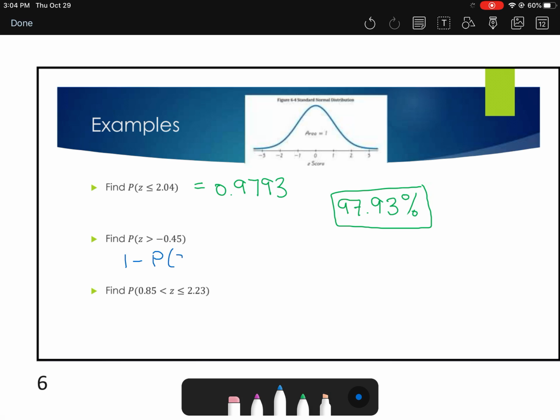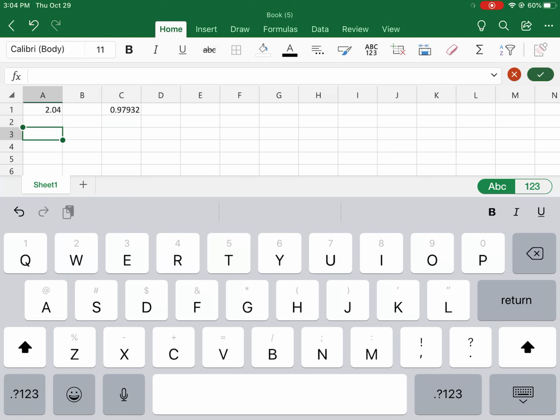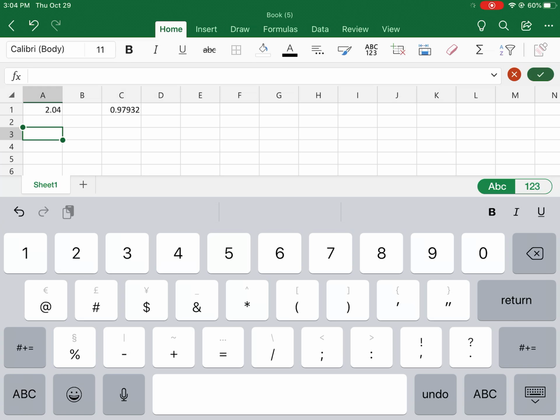So remember, when you're doing this, it's going to be 1 minus the probability that z is less than or equal to negative 0.45. Okay, let's go ahead and go into our Excel.